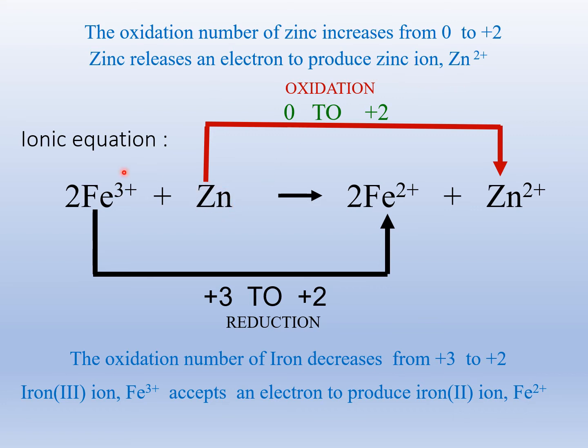What happened to iron 3 plus? Iron 3 plus, the oxidation number is plus 3, while Fe2 plus, the oxidation number is plus 2. So the oxidation number of iron decreased from plus 3 to plus 2. Remember here, it's not iron 3 plus, just mention iron, same as with the zinc. So reduction occurs at iron 3 plus. Iron 3 plus ion accepts electrons to produce iron 2 ion.